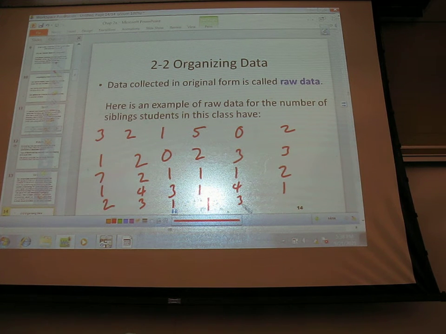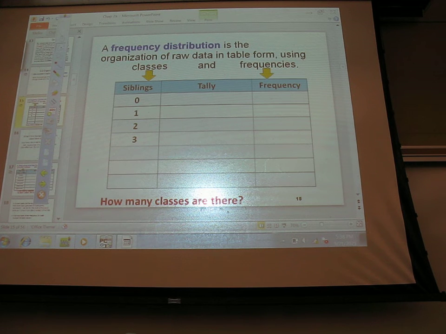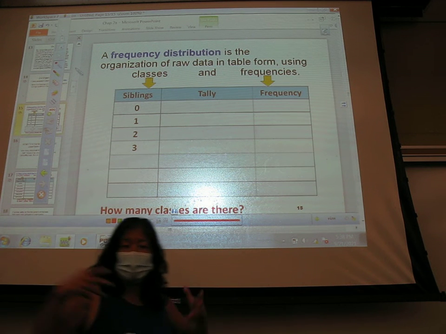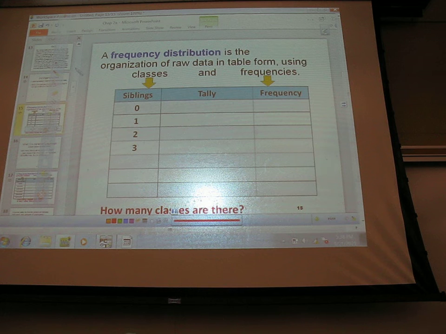So what we do is we have this thing called a frequency distribution table. A frequency distribution table is when we take all this raw data and organize it into classes. So then we have classes, like here, how many siblings do you have? Maybe you have a tally. This part's optional, but sometimes it helps to tally how many you have as you're going through the data. And then the frequencies.